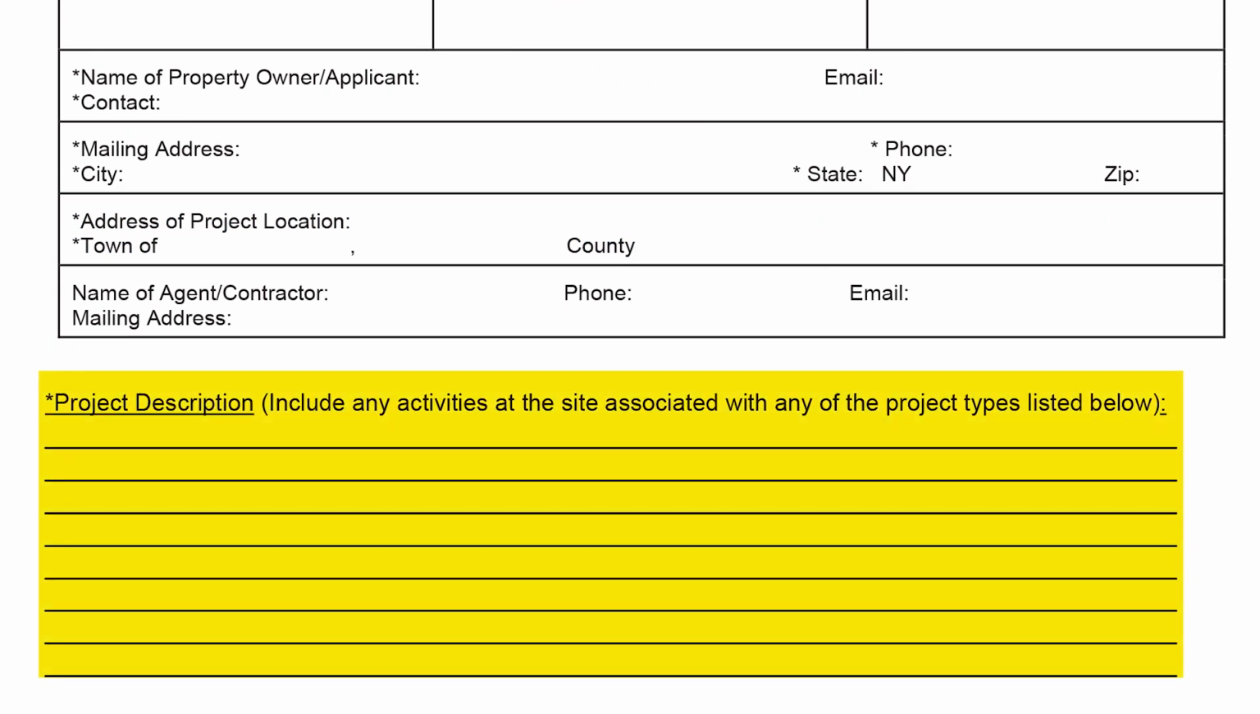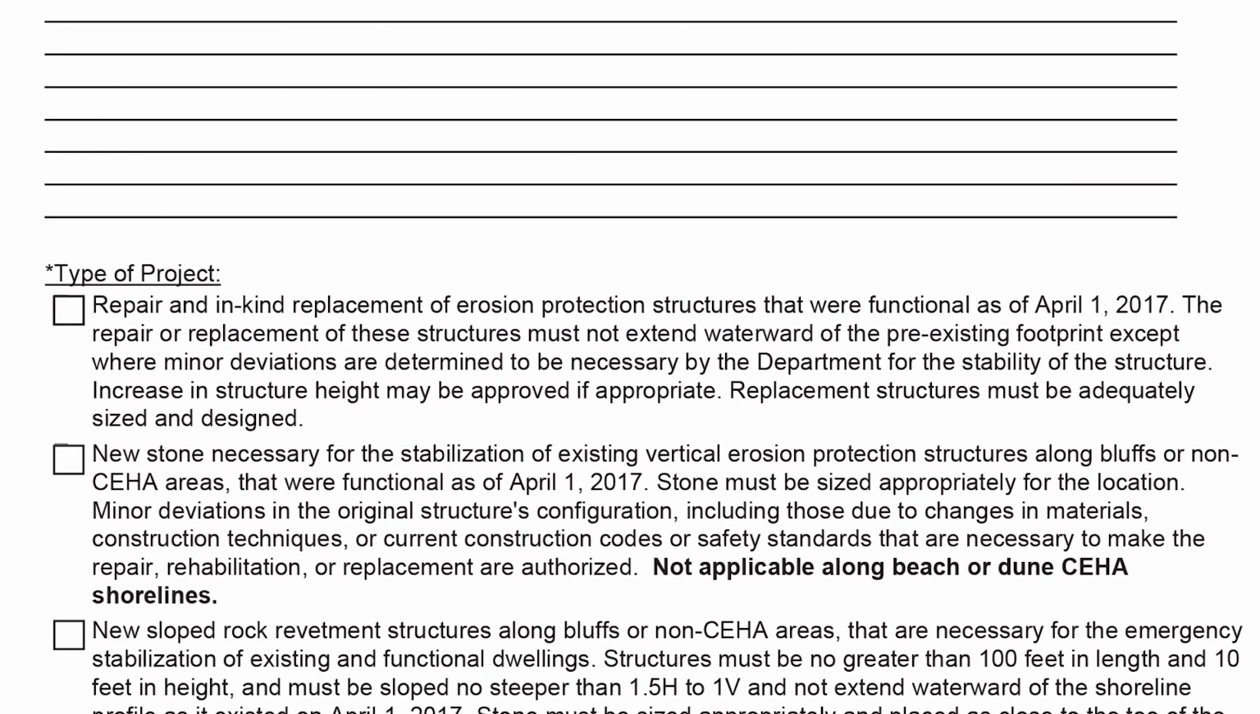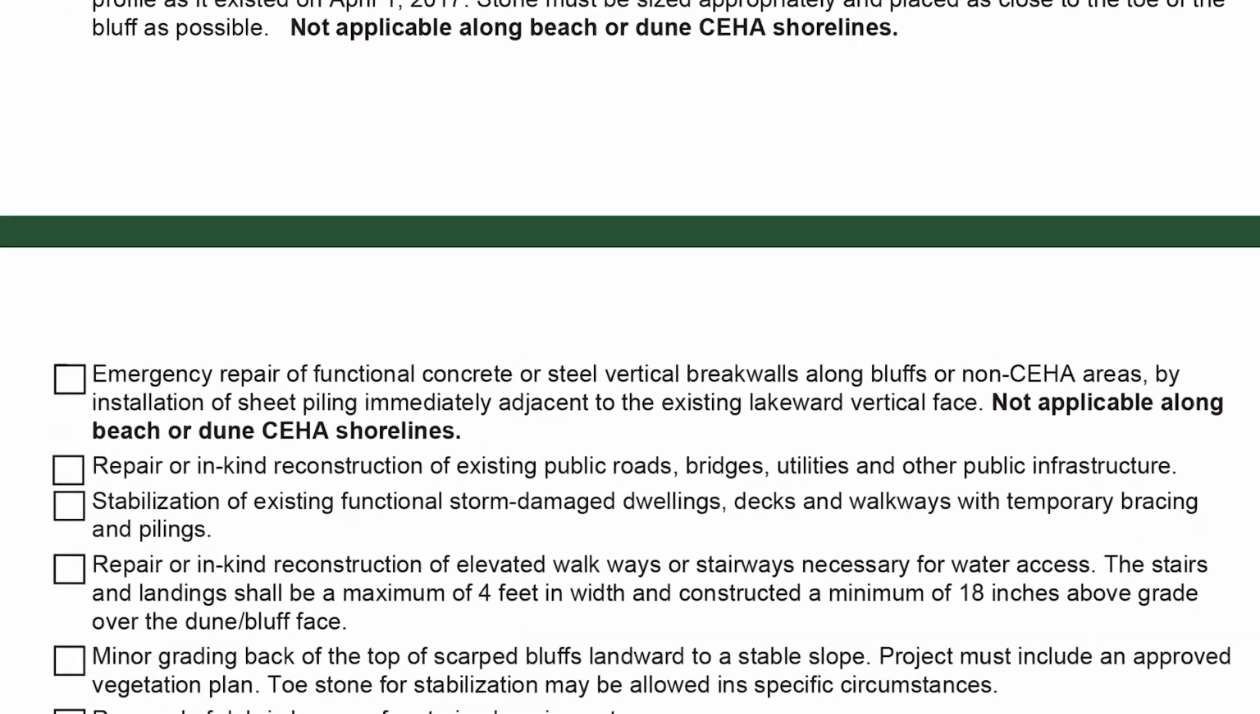In the project description space, include a brief written summary of all the work you are proposing to do at the shoreline. Include dimensions, all repairs to existing structures, all new structures, all new rock or fill material, and all shoreline grading. At the bottom of page 1 and top of page 2 is a list of project types that are allowed under the general permit.